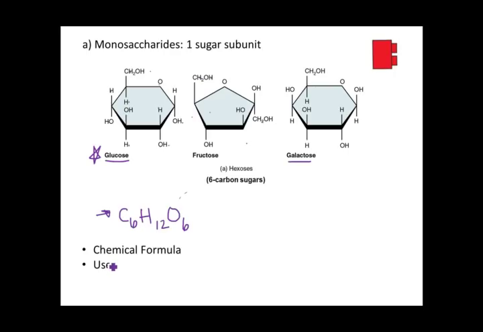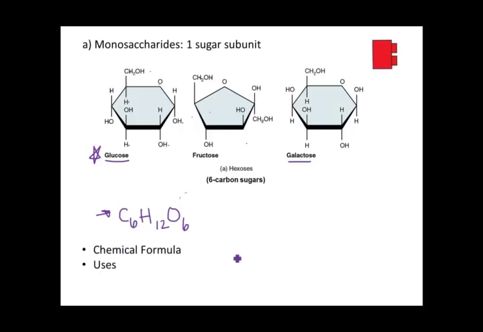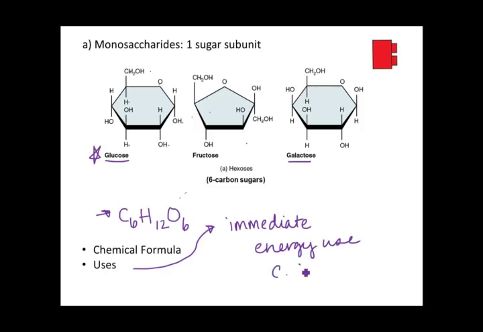Let's see. No, okay. I did not write it down, but I did note it before. But the uses, just write it again, are immediate energy use. Okay, and that's in cellular respiration that is used to make ATP. And then these are also used to build other molecules, to build disaccharides and to build polysaccharides.